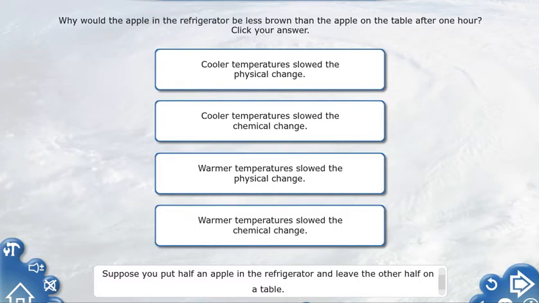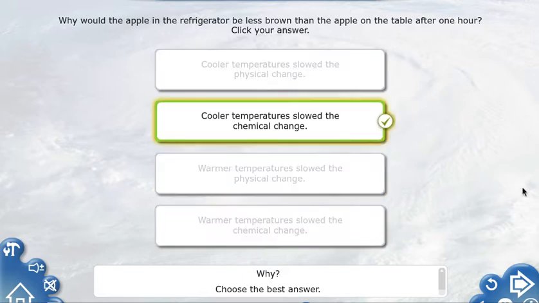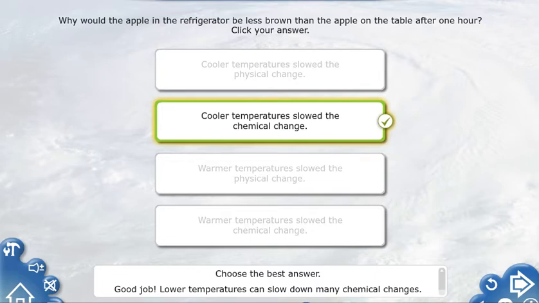Suppose you put half an apple in the refrigerator and leave the other half on a table. After an hour, the apple in the refrigerator is less brown than the apple on the table. Why? Choose the best answer. Good job! Lower temperatures can slow down many chemical changes.